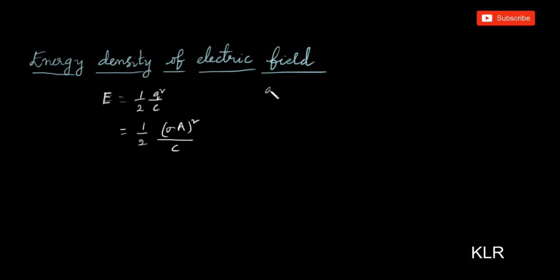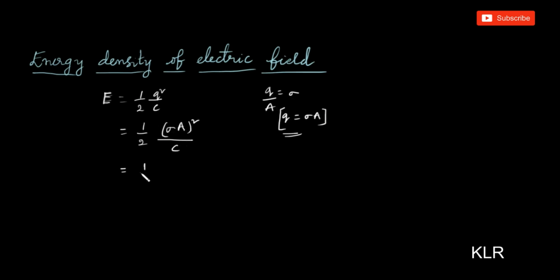See, Q by A is equal to sigma. So Q is equal to sigma A. Surface charge density is equal to Q by A. So Q is equal to sigma A. So in place of Q, I wrote sigma A by C.